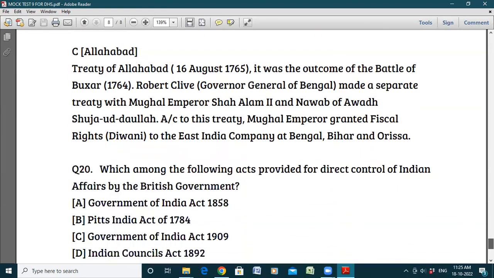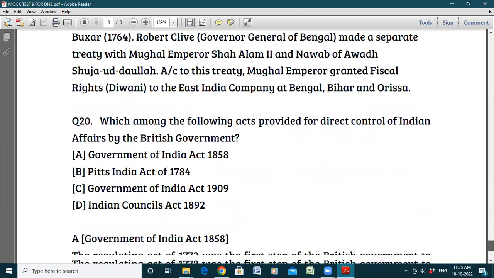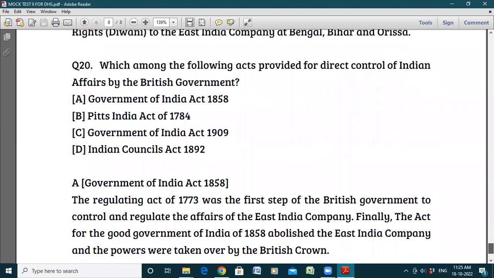Divani right. And last question of today's mock test, that is which among the following acts provided for direct control of Indian affairs by British government? Through which act did the British government take Indian affairs directly under itself? And the correct answer, look carefully, option A is the correct answer, that is Government of India Act 1858.